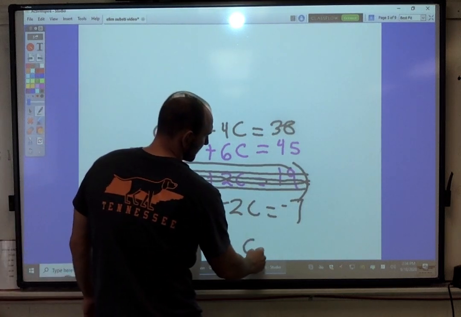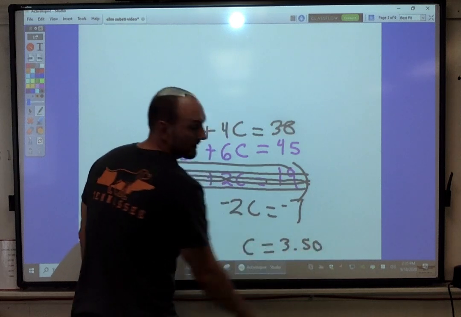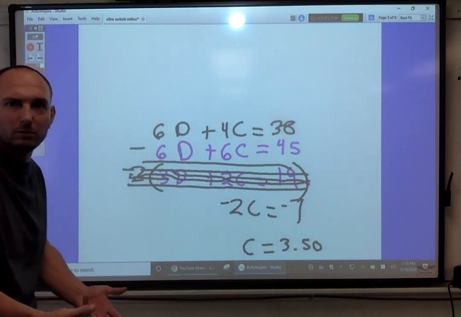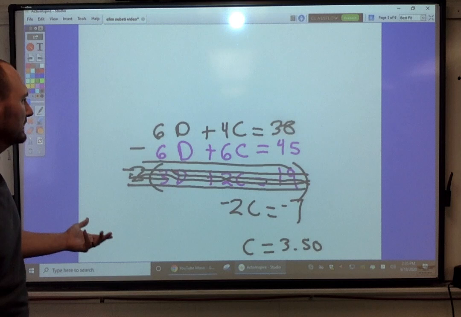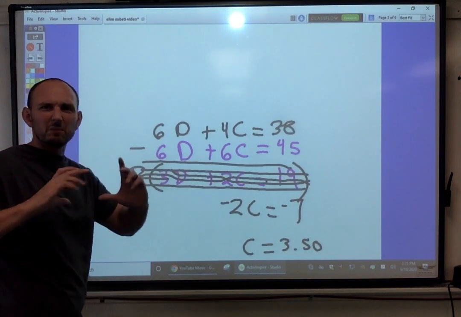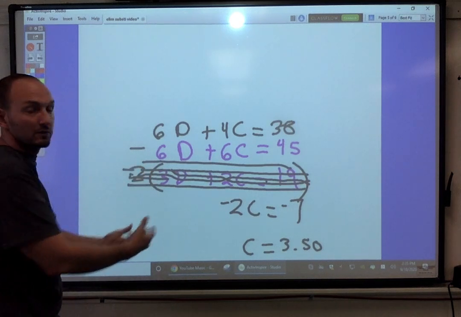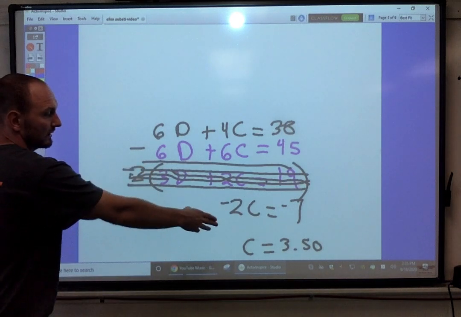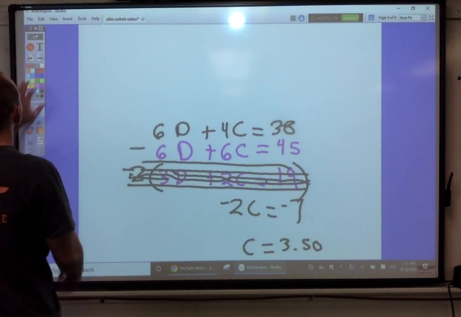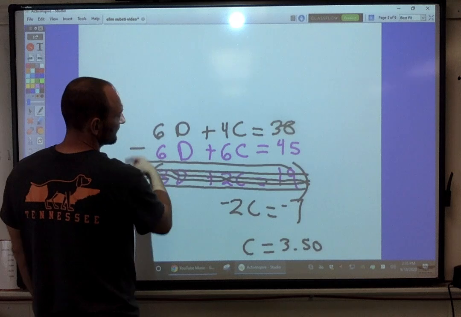So each cat brush is 3.50. Ooh. Oh, we got a decimal. That makes sense in this situation. Money, money, money. So this solution is not really going to be thought of as a point, but more of just a number, a price or something. So cats are 3.50. So we're going to take that, plug it in, either one of them.